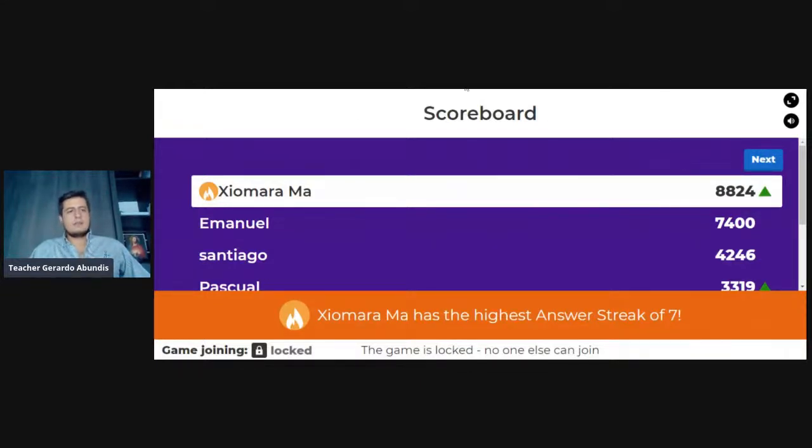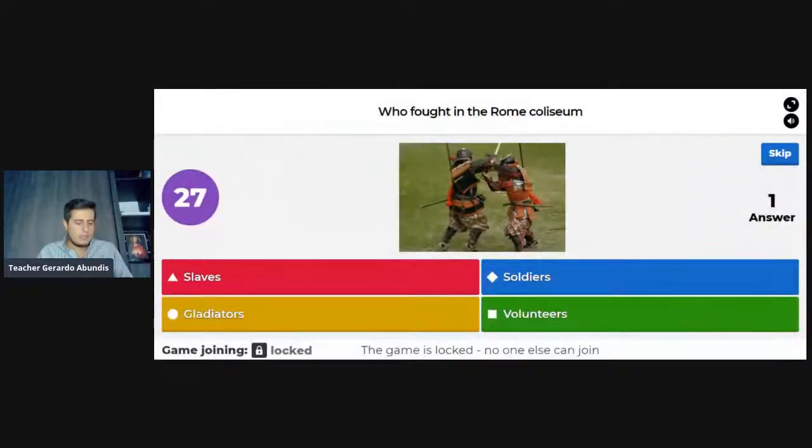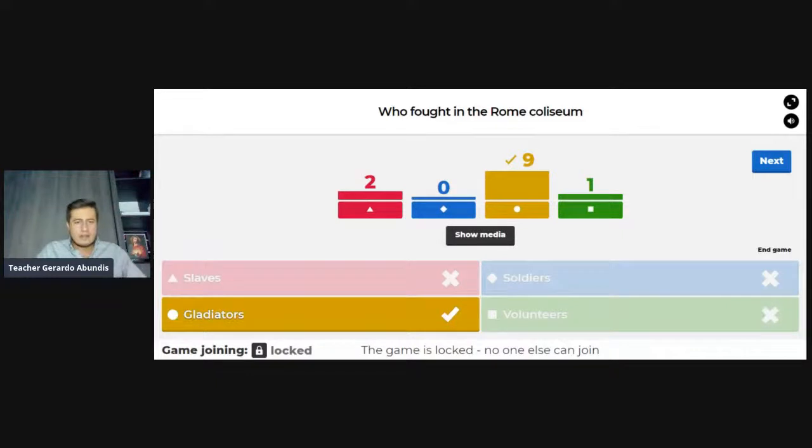Okay, so next question is this one. Pay attention. There you go. Quiz. Who fought in the Rome Coliseum? Slaves, soldiers, gladiators, or volunteers? This is history. Come on, guys, hurry up. 9 people got it correct. Perfect. It was not slaves, it was not volunteers. Okay? So the answer was extremely obvious, all right? Because gladiators are the ones who fought in the Rome Coliseum, okay?